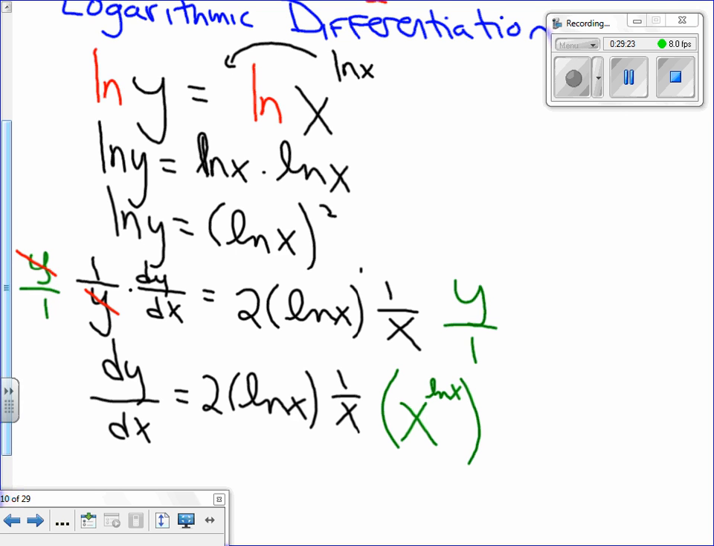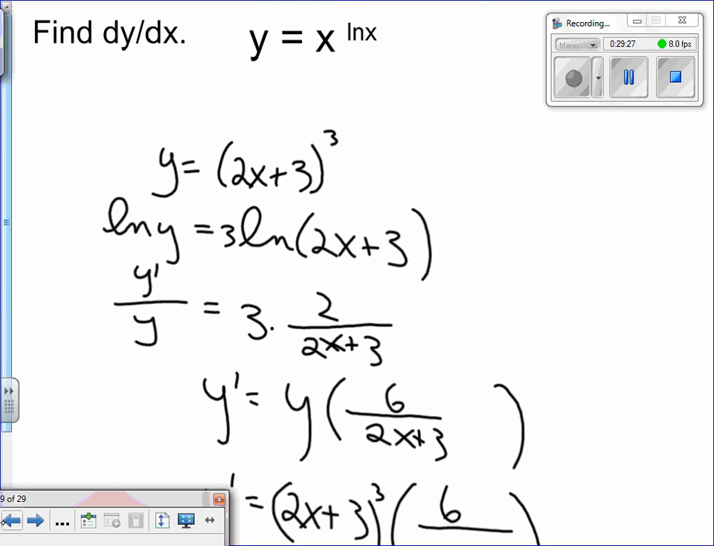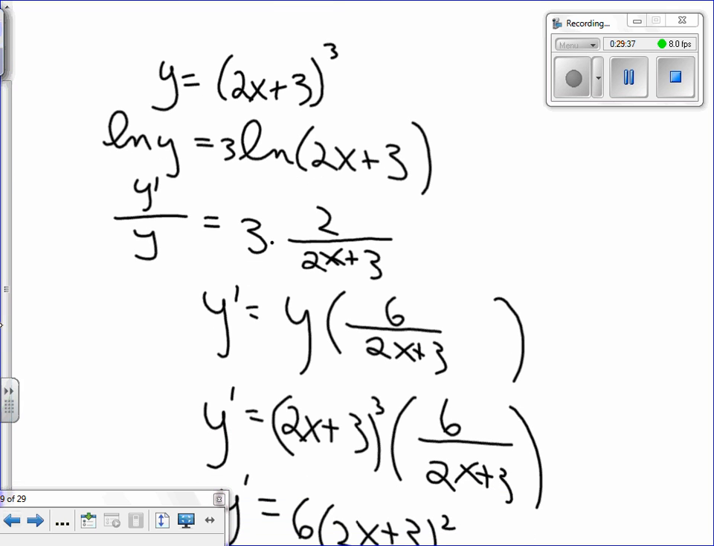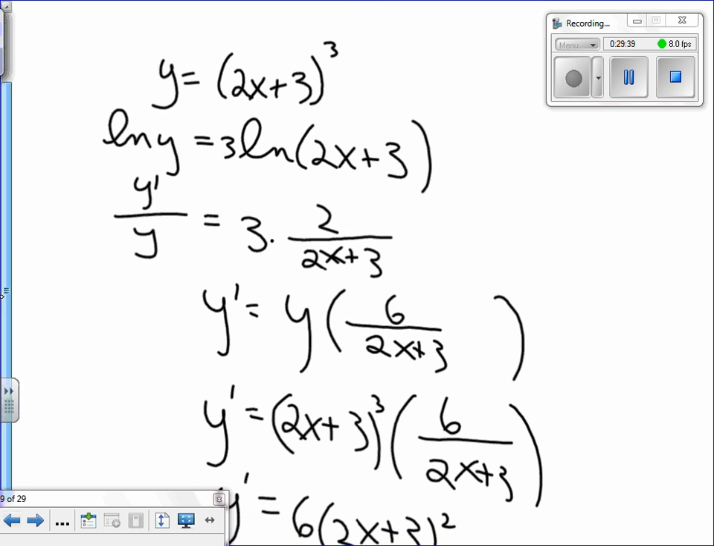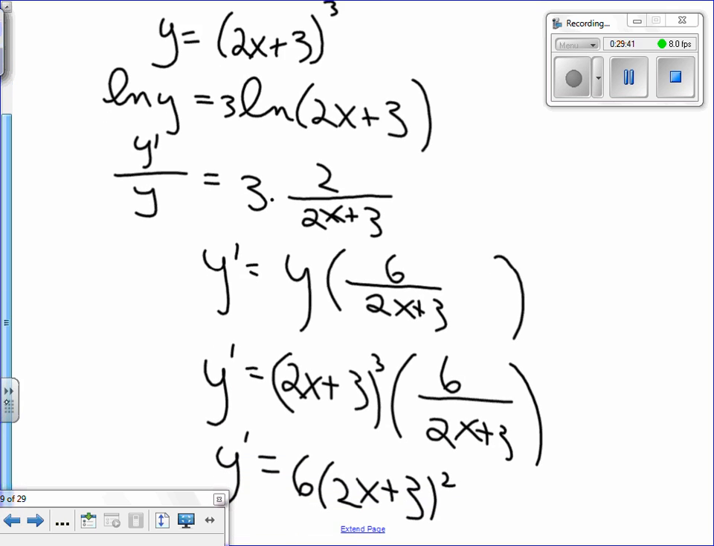Guys, can I just show you something really neat? No one would ever use logarithmic differentiation for this, right? It would be 3 times all this squared times 2. You could, though, use it. It would be weird, okay? But you could actually use it. You'll get the same answer. On the homework sheet, you only have to do logarithmic differentiation on the first two. The rest is review of other rules that we've done.